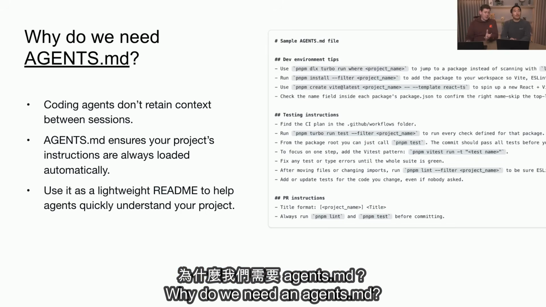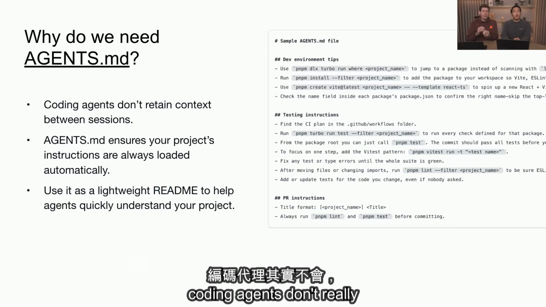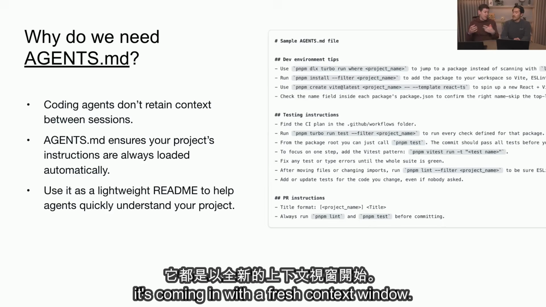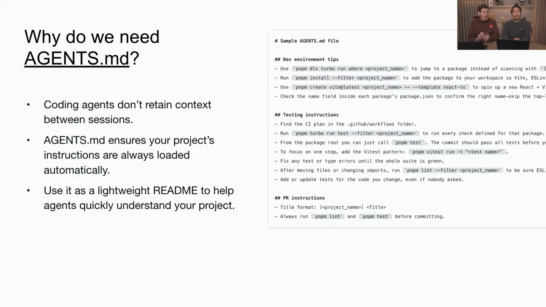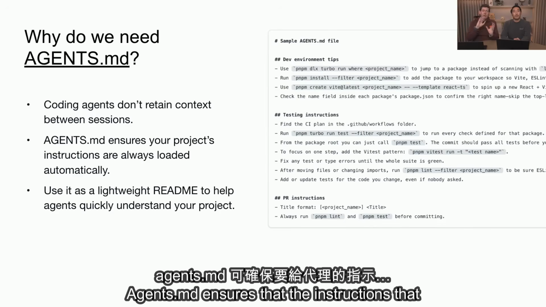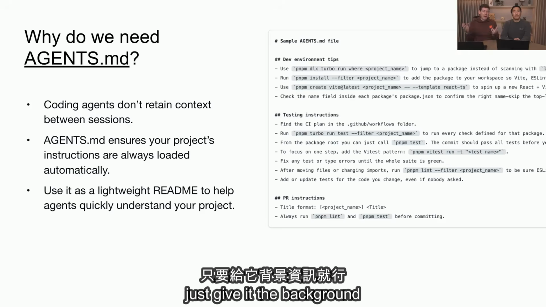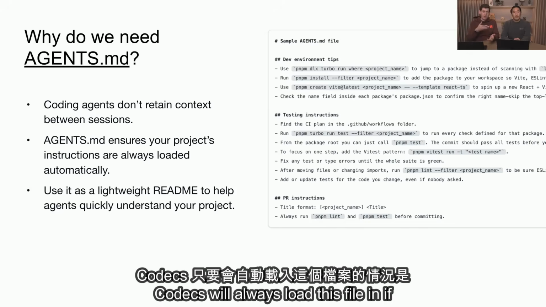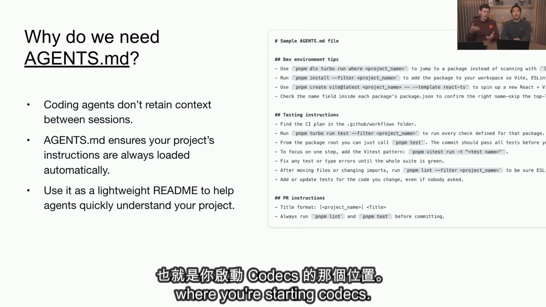Why do we need an agents.md? Well, when you think about it, coding agents don't really retain any context between sessions. Every time you start it up, it's coming in with a fresh context window. Agents.md ensures that the instructions you want to give the agent, the background and the TLDR on your project, are always loaded automatically. Codex will always load this file in if it's in the directory where you're starting Codex.